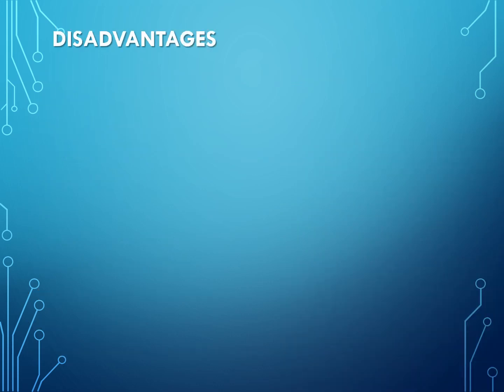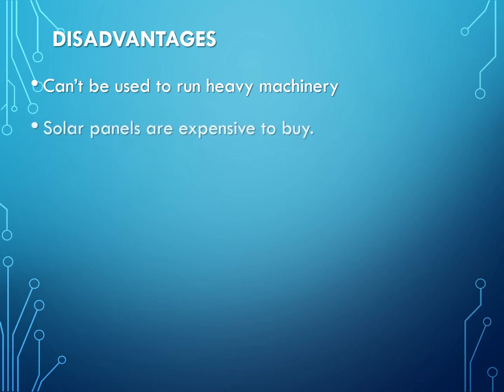However, it comes with some disadvantages. Of course, anything that has advantages also has disadvantages. One is that it cannot be used to run heavy machinery. We have machines that require a lot of energy, and the amount of energy that we get from the sun may not be that much to run heavy machineries, especially in industries.